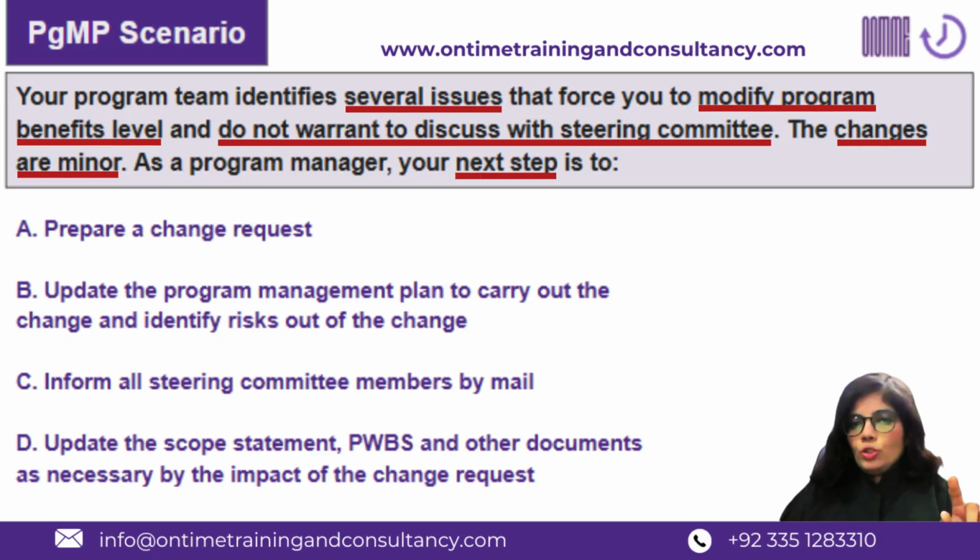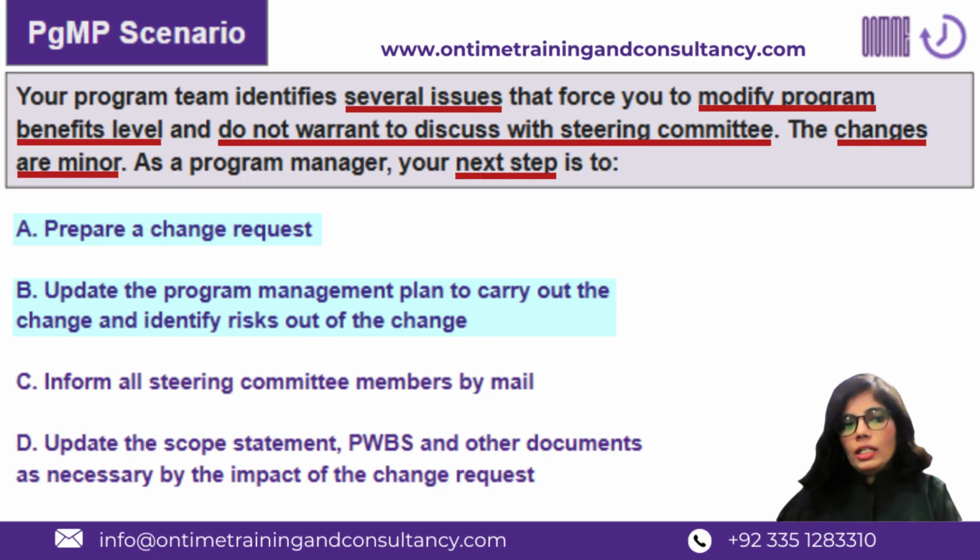Now let's check the option choices, right? If you have the authority to deal with this change at your end as a program manager, what is the next step for you to do to deal with this change? A, prepare a change request. B, update the program management plan to carry out the change and identify the risk out of change. C, inform all the steering committee members. And D, update the scope statement and WBS, etc.